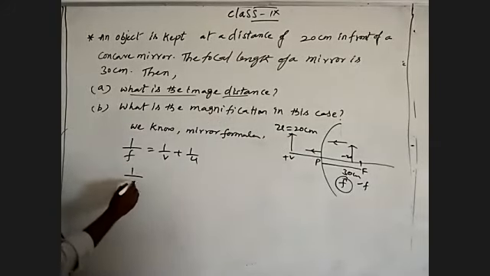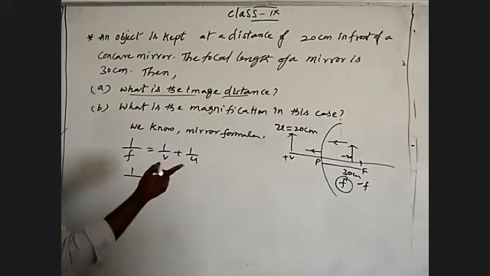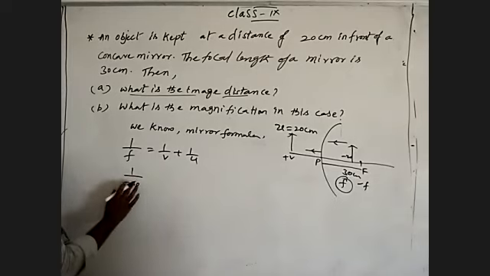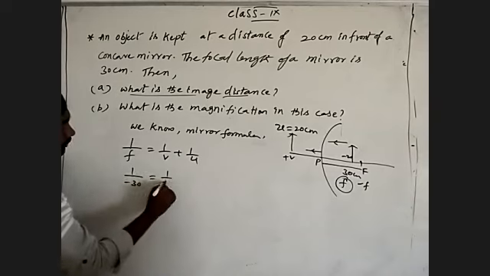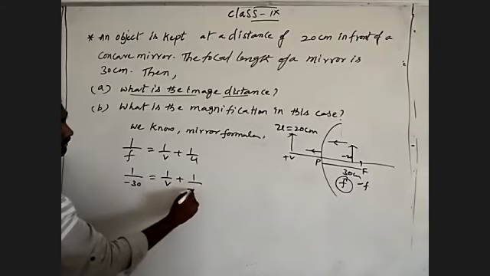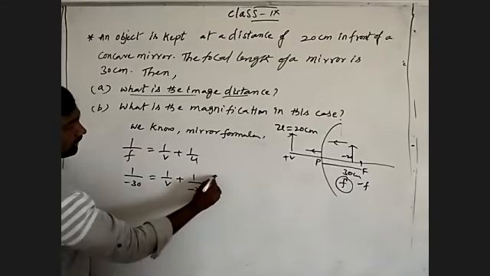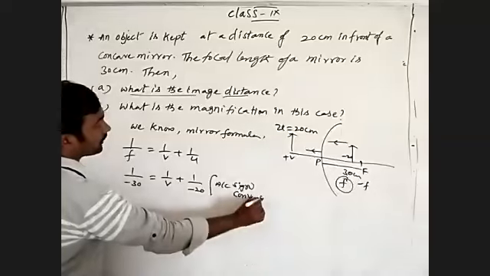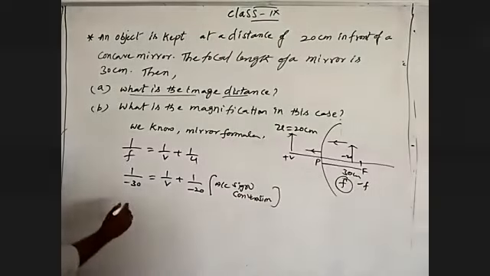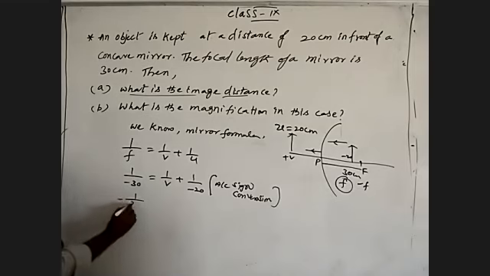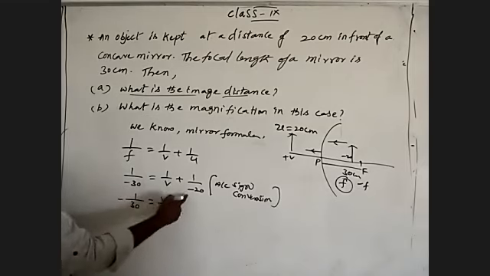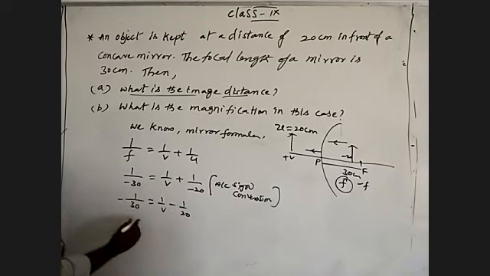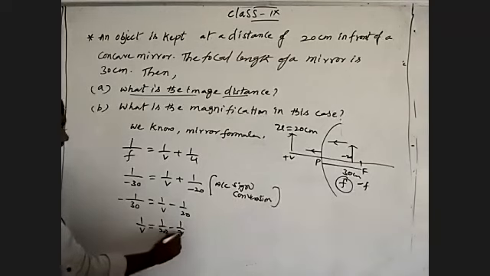So 1 by focal length, how much? 30 centimeter, minus 30. 1 by minus 30 is equal to 1 by v plus 1 by object distance, which is also negative. How much is the object placed? 20, according to sign convention. So 1 by minus 30 is equal to 1 by v plus 1 by minus 20. By transferring this side, 1 by v is equal to 1 by 20 minus 1 by 30.